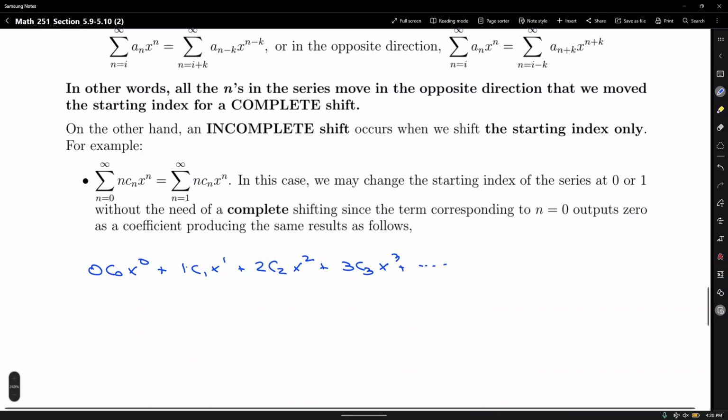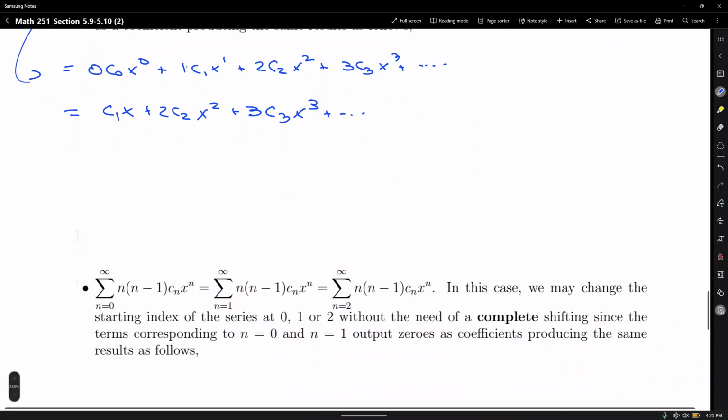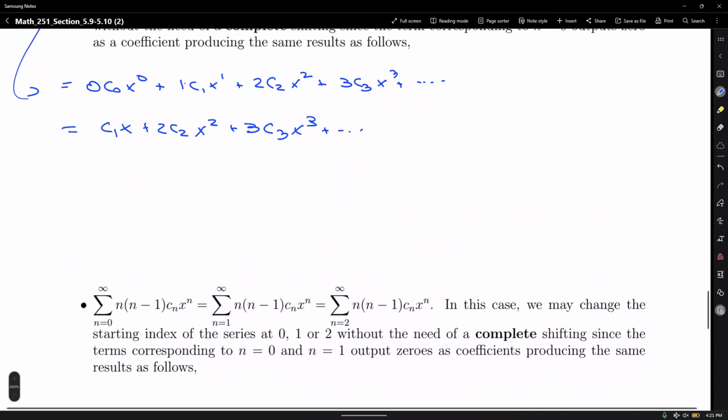But guys, did you see what happened to the very first term, the one with n equals 0? It got killed, right? So this is equal to c sub 1 times 1, which is c sub 1 x, plus 2 c sub 2 x squared plus 3 c sub 3 x cubed, etc. So the bottom line here is, it doesn't matter if you shift the series at 0 or at 1, that's going to give you the exact same result. So you see what I'm saying here? Okay. All right. Let me give you another example in which we may do an incomplete shifting.